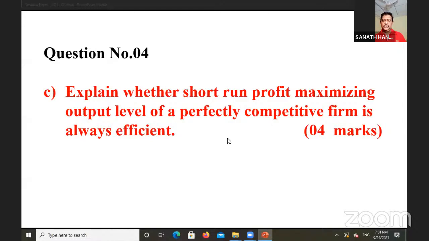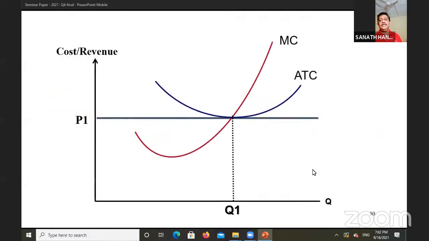Okay, first we should know what the profit maximizing output level is. That you have to explain and you have to understand. I think you all know what the profit maximizing output level is. What is the profit maximizing condition? MC should be equal to MR, right? Marginal cost should be equal to marginal revenue.